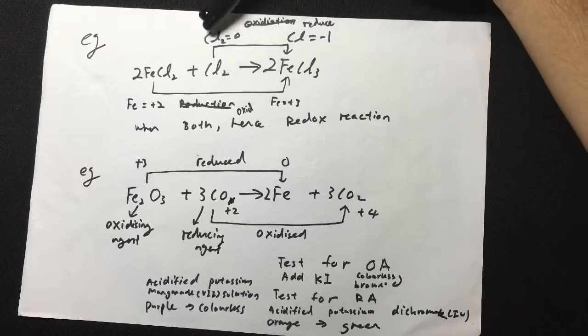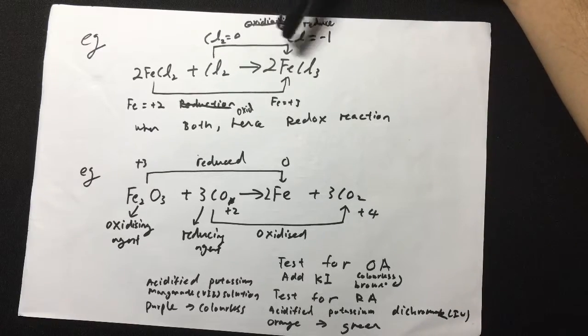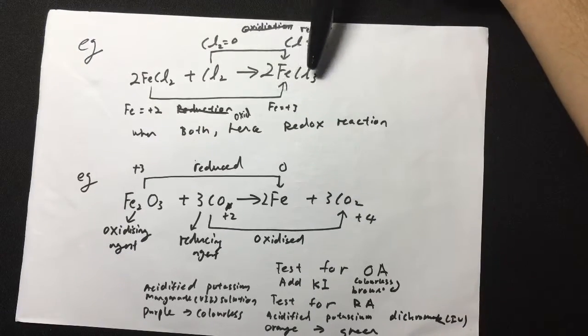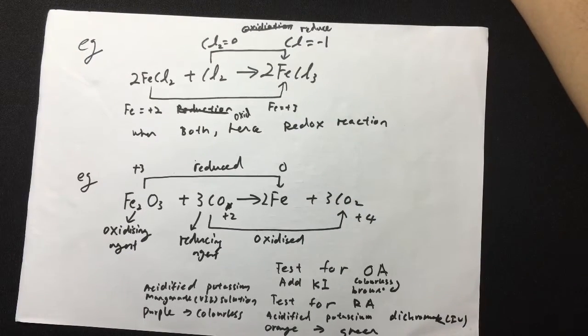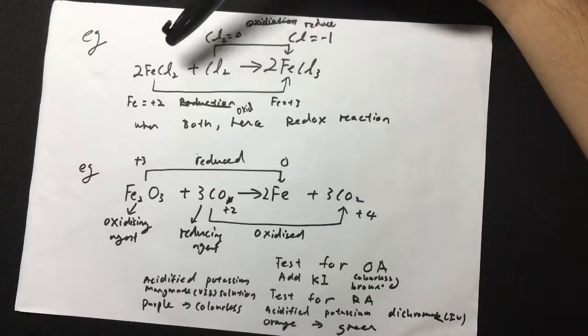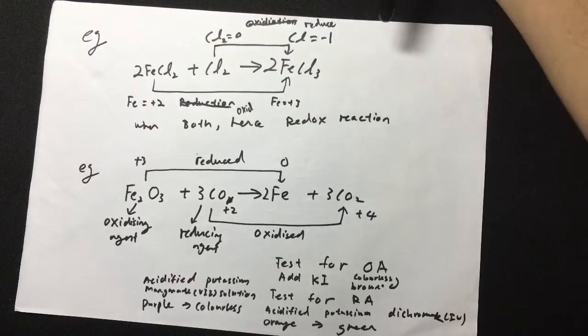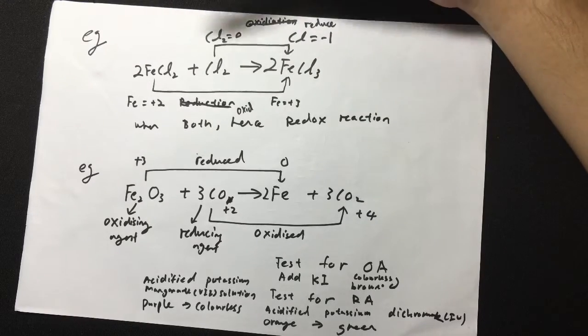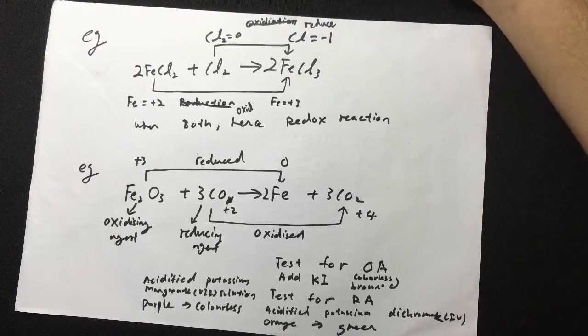Then look at chlorine. Chlorine, as I say, Cl2 is 0, and Cl equals -1 in this case here. If you do the mathematical calculation, you realize that there's a decrease from 0 to -1, hence it's reduced. If both oxidation and reduction occur, we can say that this is a redox reaction. And for the next part, we need to know the difference between oxidizing agent and reducing agent.